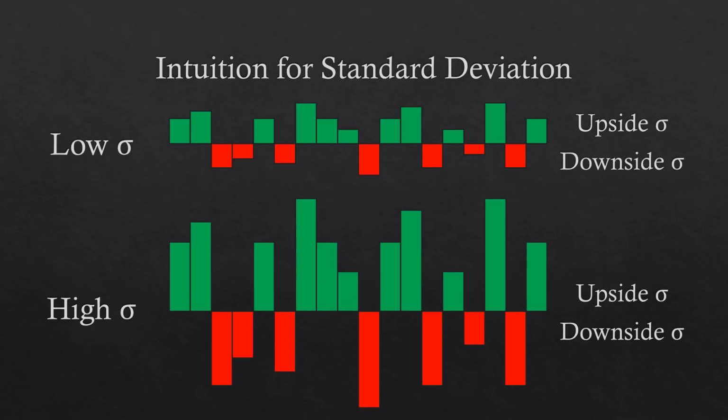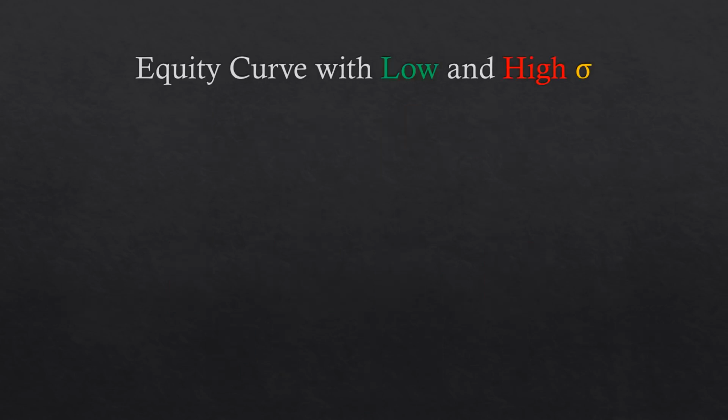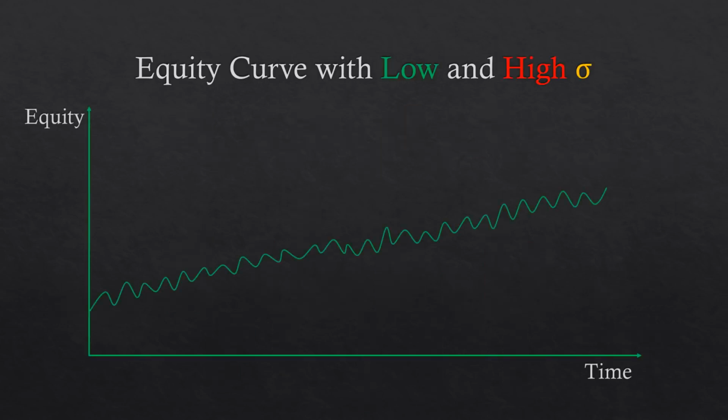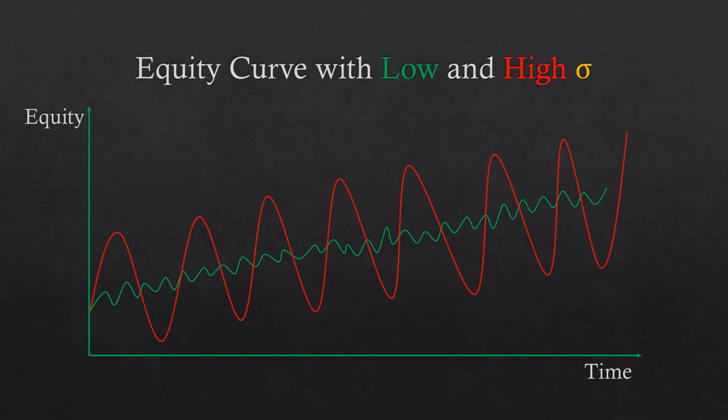Another way of seeing that is by observing how low and high standard deviation of returns would look like in an equity curve plot. The green curve represents a strategy with low standard deviation, meaning low risk. The returns are small, so each individual return doesn't deviate too much from the mean of returns. In the red curve, we have an example of a high standard deviation or high risk. The equity curve oscillates more violently, meaning that each return deviates more from the mean of returns.